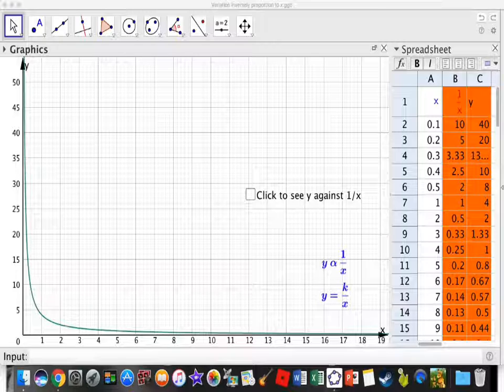Okay, so if this is true, then if y is inversely proportional to x, we can say that y is proportional to 1 over x. That's what it means, inversely proportional. We write it as 1 over x, and therefore y will be equal to some constant over x.